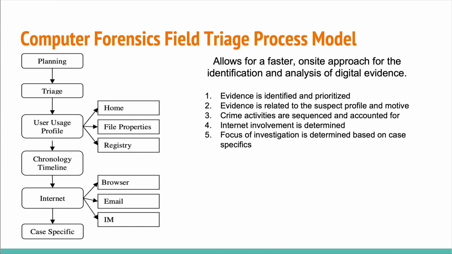So this evidence is prioritized in this phase. That then leads to the suspect profile and motive. So that is the user usage profile phase, where they, again, track location, file properties, registry, devices, etc. This then moves into the crime activities being sequenced and accounted for. So they build a chronological timeline within that phase to set up the sequence of crime events to further get a better feel for the actions that occurred.